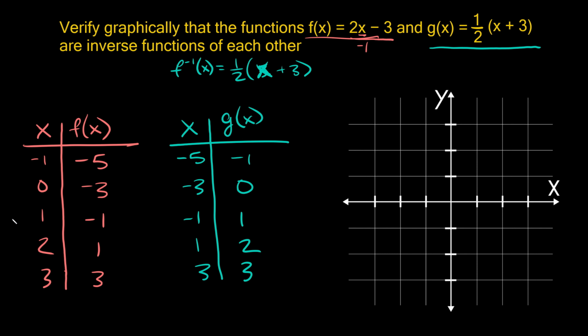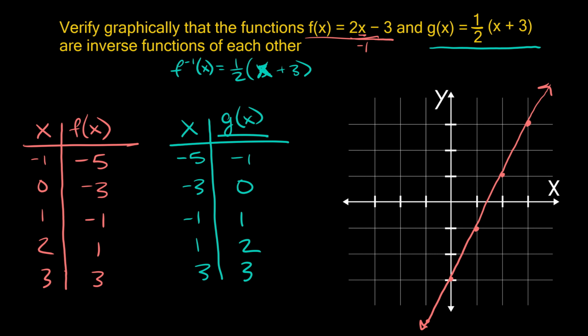So first, let's plot f of x. So let's plot these points right here. So first, we're going to have -1, -5, and that's going to be like down here. And then we're going to have 0, -3, and then 1, -1, and then 2, 1, and then 3, 3. Okay, so if we draw a straight line through all those points, they should connect pretty well. There we go. All right, so there's our first function f of x.